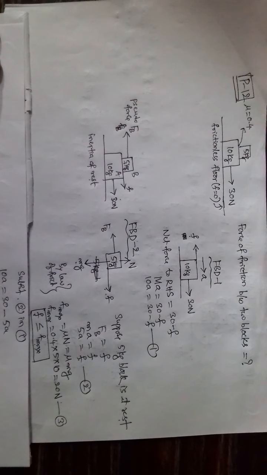Now substituting this value in equation 2, F is equal to 5A. F is equal to 5A, 5 into 2, 10 meter per second square. So this is the answer.